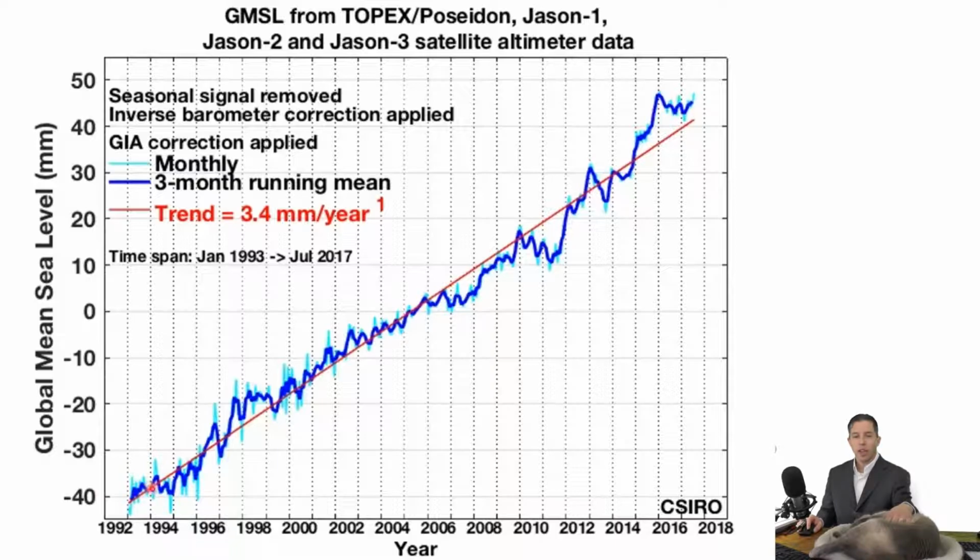And what you can see, the dark blue is kind of the up and down changes year to year of the sea levels. But the red line is the overall trend. And the overall trend is that the seas have been increasing at about 3.4 millimeters per year. Okay, so that's not huge, right? 3.4 millimeters, that's not a lot, but it's starting to add up over the decades.